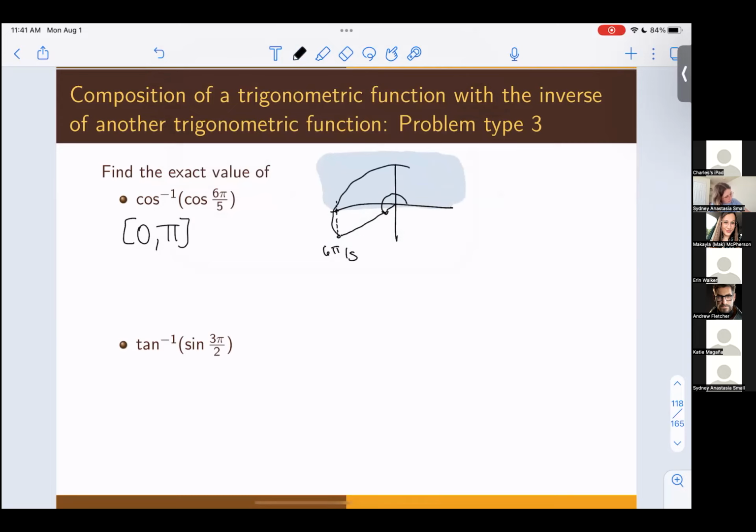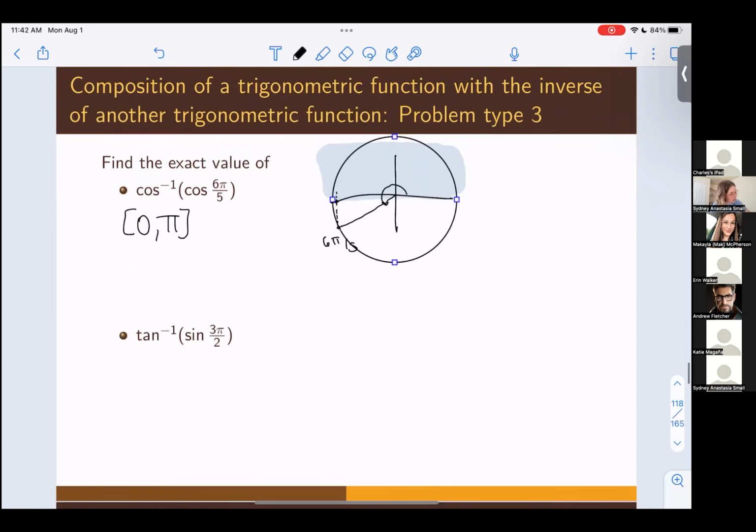Think about my circle. That's a really bad circle. Even Notability didn't like that circle. Okay, so there's my circle. I want to think about, okay, what angle over here in my allowed space shares that x coordinate, and that is right here. They have the same x coordinate on the unit circle. It's not drawn super to scale. I'm sorry about that, but I want to find this angle here.